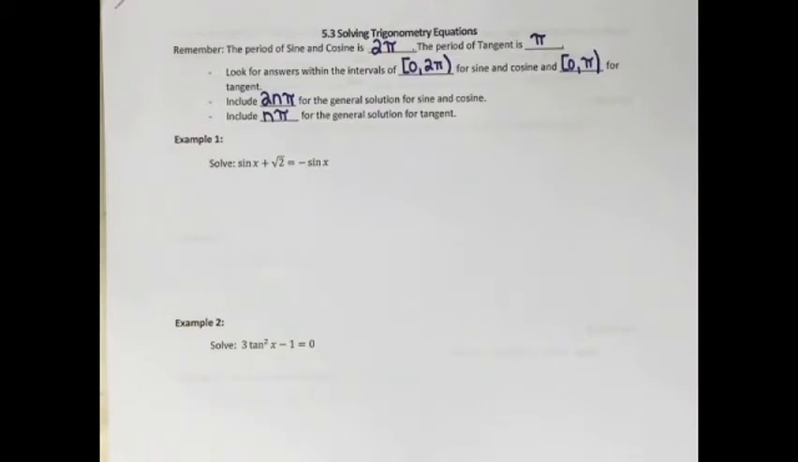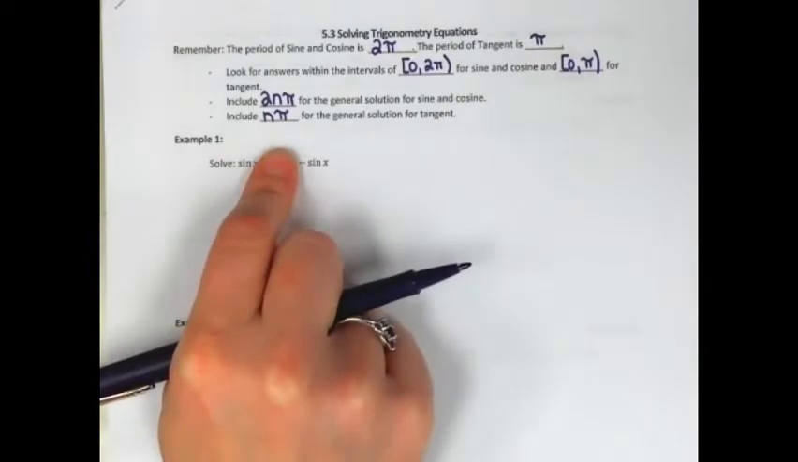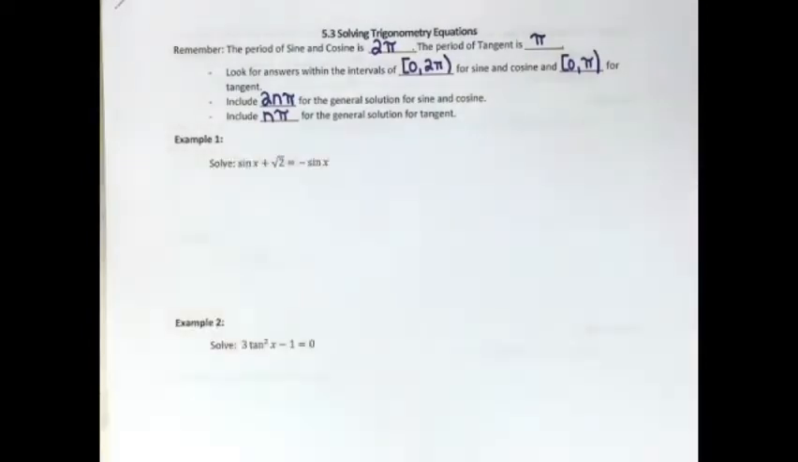Now, if it just says between the interval of 0 and 2 pi, would I have to add these on to my solutions? No, because we know we have a limit on where my answers have to be, okay? All right, so we're going to solve these just like normal equations. We want to find when sine x equals something, okay?